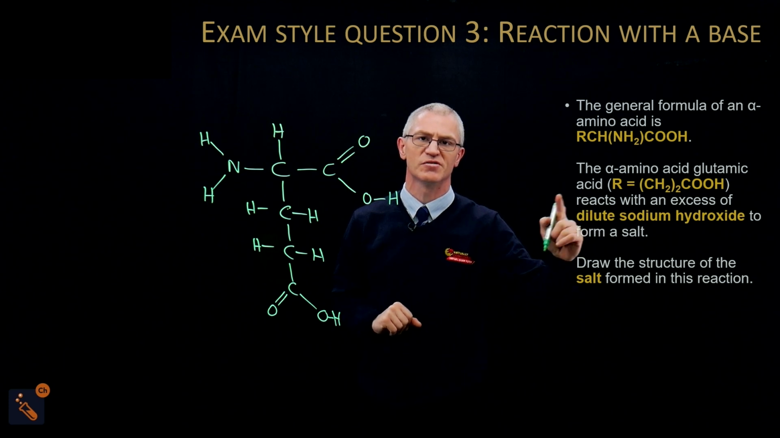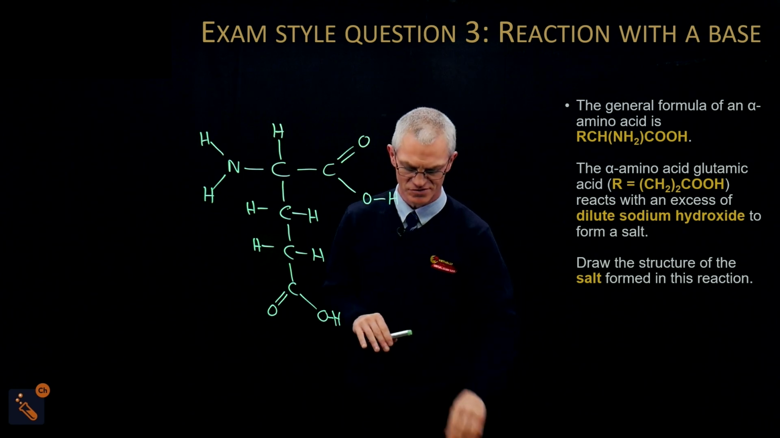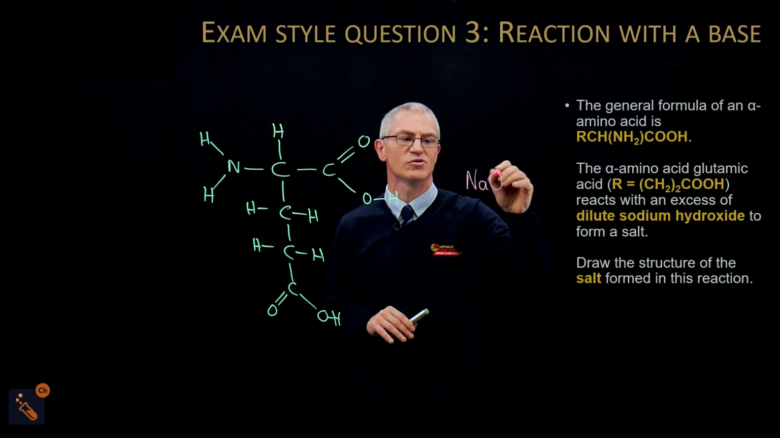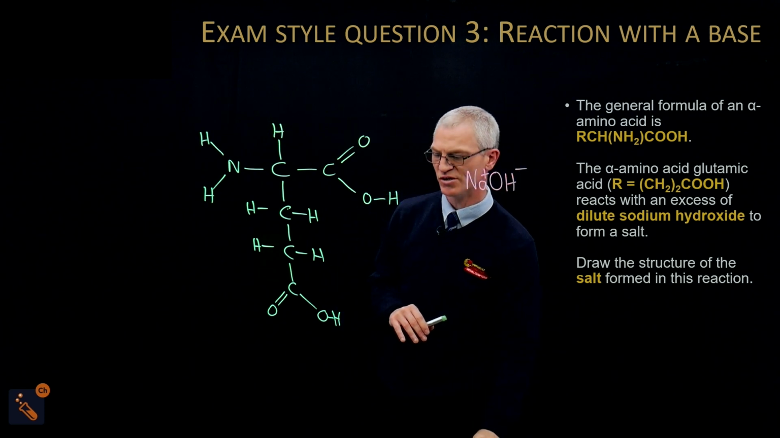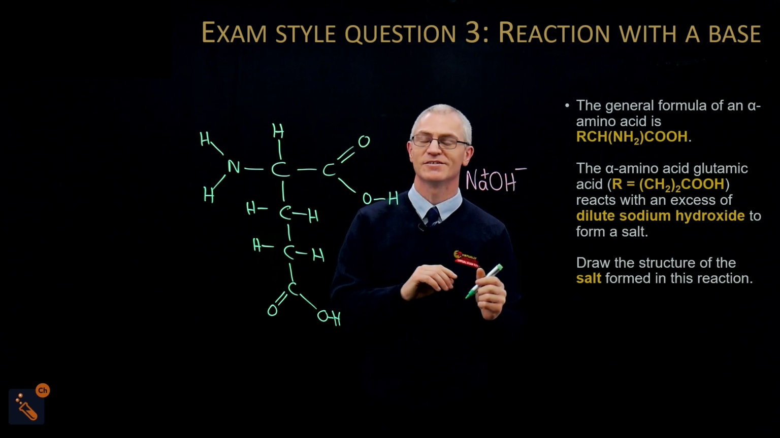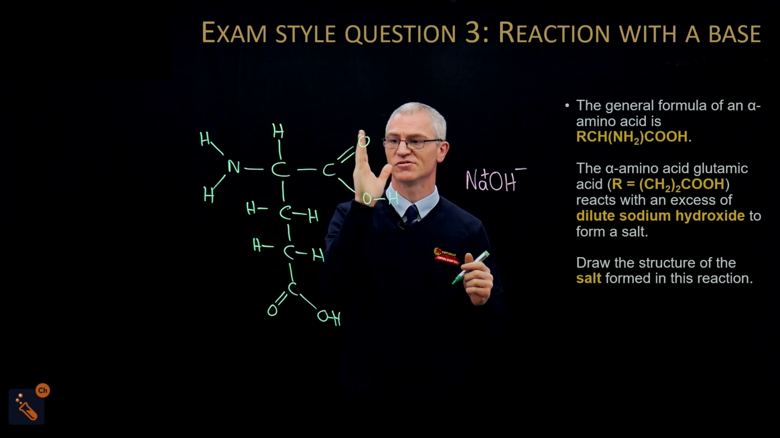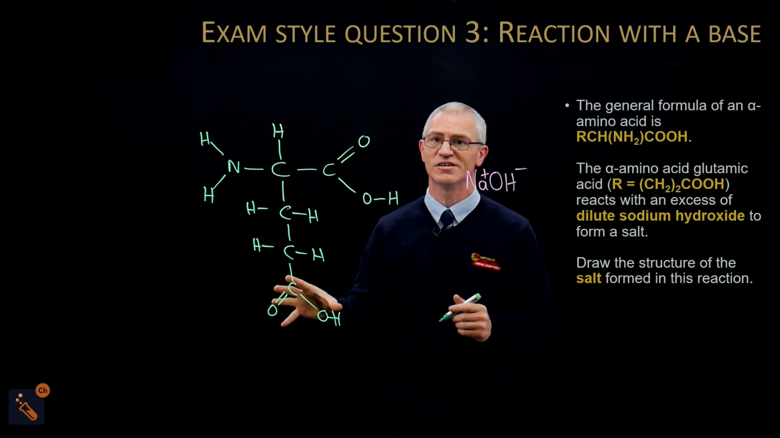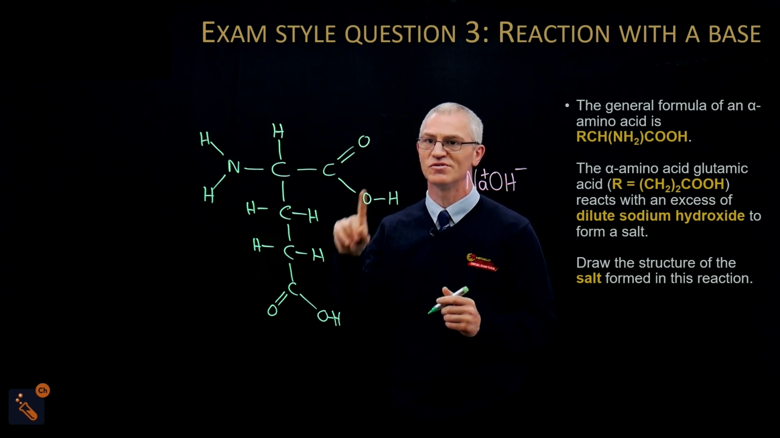The alpha amino acid glutamic acid reacts with an excess of the sodium hydroxide. So we have got to have sodium hydroxide. Now the important thing is the sodium hydroxide has an Na plus and an OH minus. The OH minus is basic, essentially it's going to react with any acid. So you have got an acid right here, and an acid right here. So this OH minus is going to react with both of those acids. That's the really important thing.